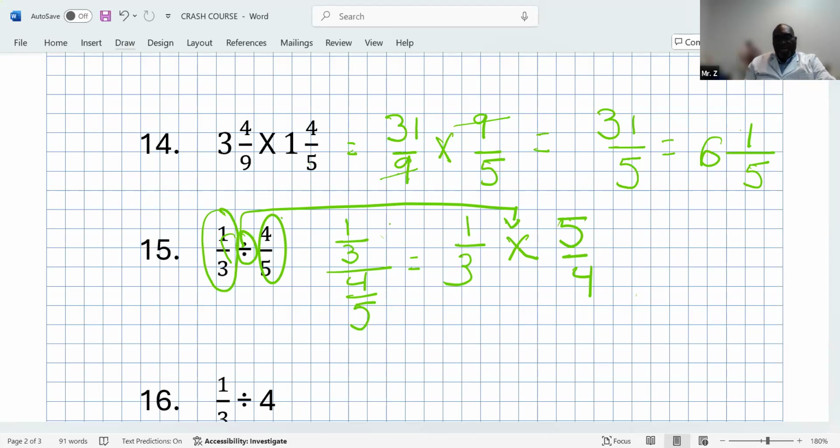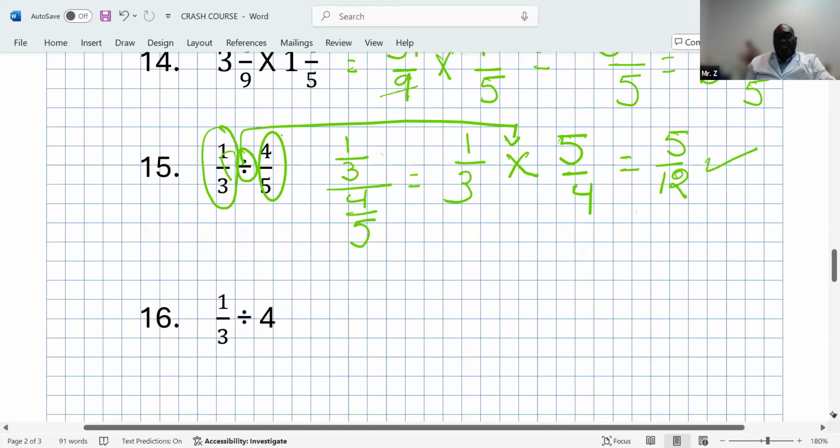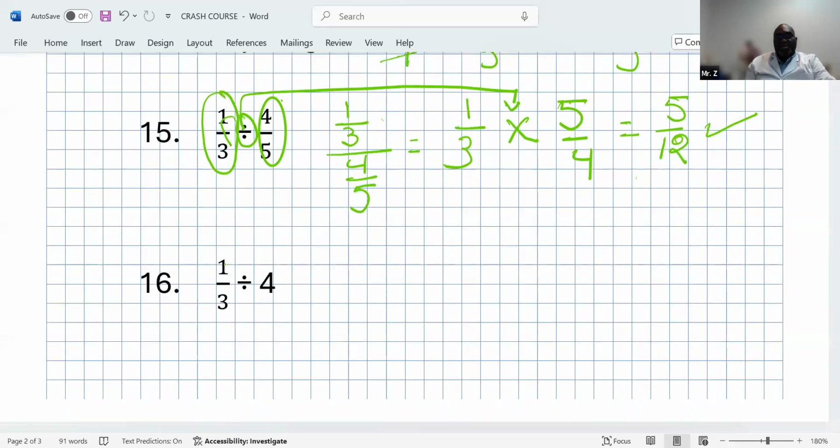And once you flip that, you're gonna have a 5 over 4. So once you do that, you have now 5 over 12. This is a proper fraction. You cannot simplify that one. You leave that alone. In this case, number 16, you have a fraction divided by a whole number.